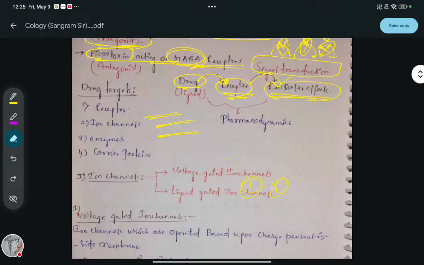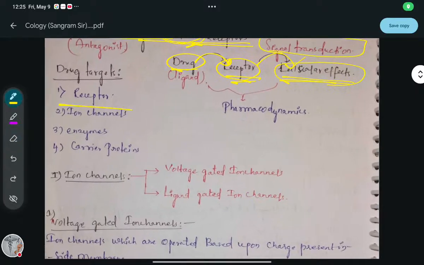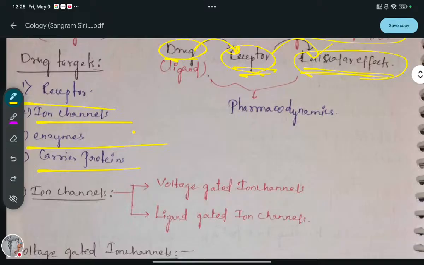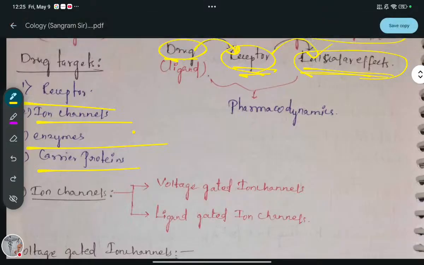What are the different drug targets? Different drug targets are: number one, receptor; number two, ion channel; next, enzyme and carrier protein. What are drug targets? Drug targets mean when we take any drug, where does the drug go and show its effect, where does it bind, where does it work, and finally we get the cellular response or any type of pharmacological action.